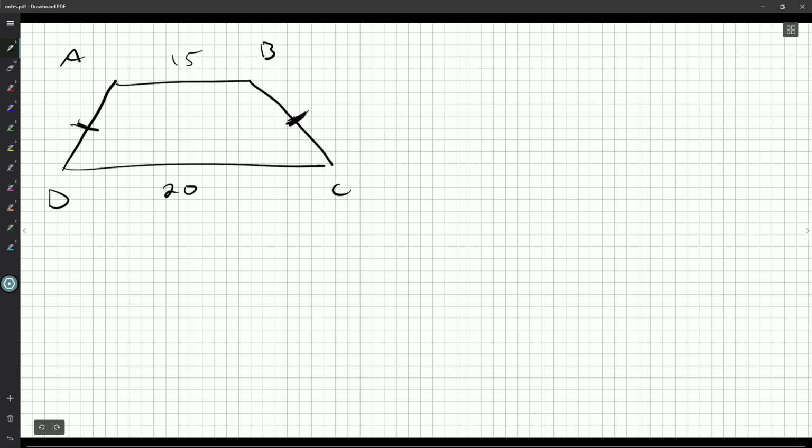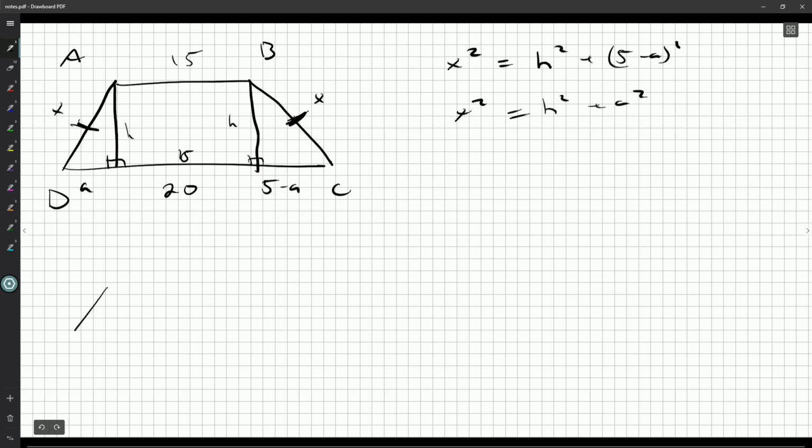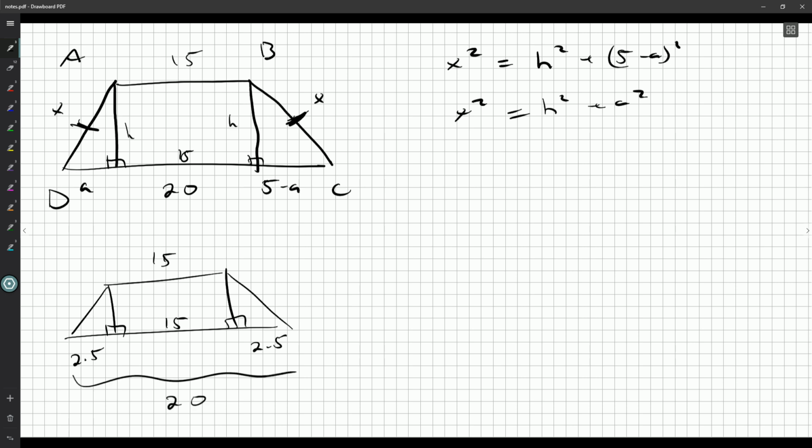I don't know what these lengths are, but it is a trapezoid, so we might be able to drop a height here. I'll know this is 15. Call this a, so this will be 5 minus a. Whatever this side length is, call it x. Then x squared has to be h squared plus 5 minus a squared, but x squared also has to be h squared plus a squared, so it's got to be a nice symmetric trapezoid. So 15, 20, and each of these is 2.5, and this is 15 in here, and the whole side is 20. But I don't necessarily see that helping.